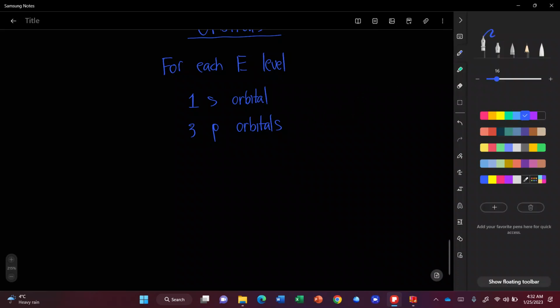And by the way, if you guys didn't know this, the reason that there's 3 p orbitals is because the p orbitals can be arranged in the axes of the 3 dimensions. So you have a py orbital, a px orbital, and then I suck at drawing 3-dimensional things, but you also have a pz orbital, because the p orbital is three-dimensional.